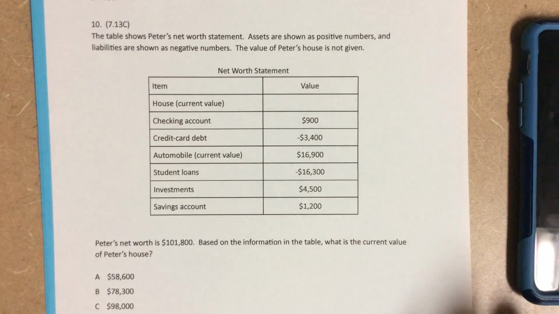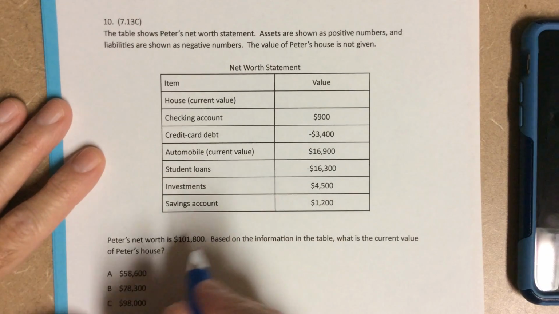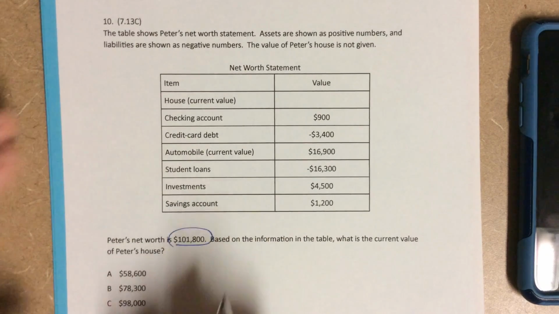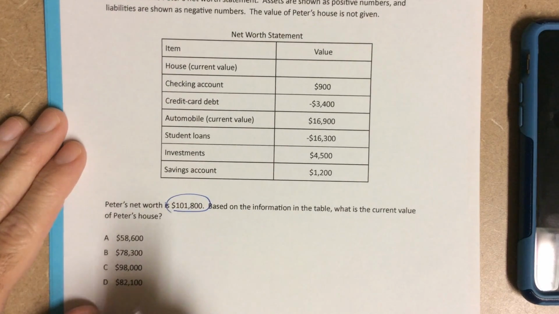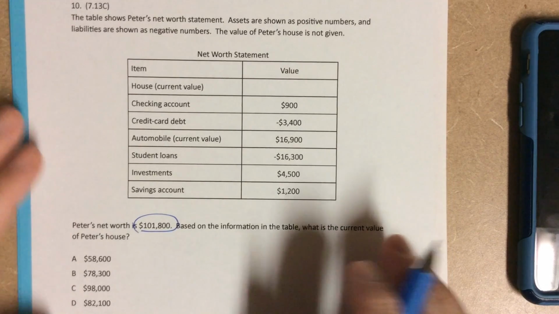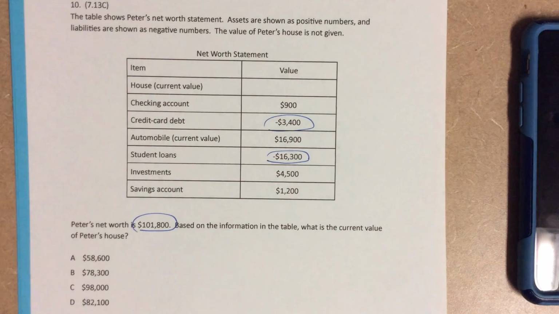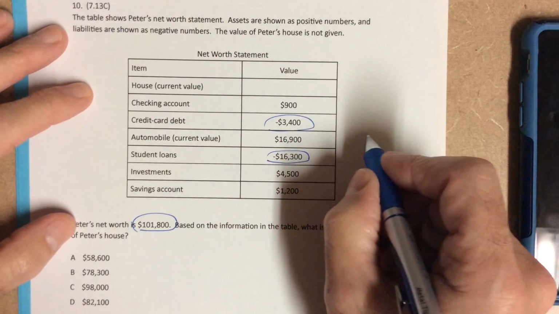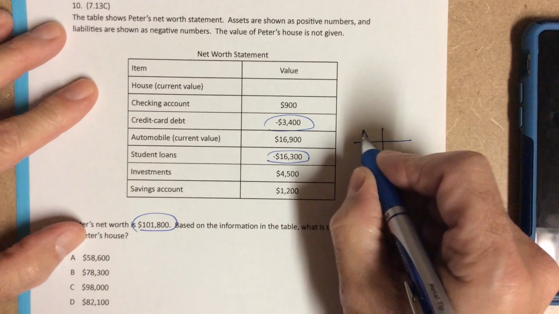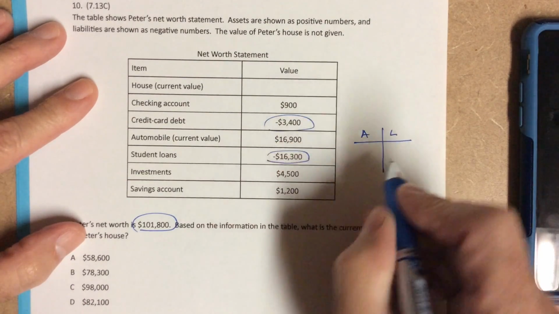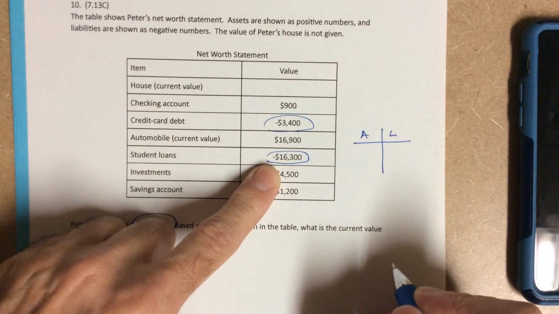Okay, hardest problem for the end. And this was the hardest problem by far. His net worth is $101,800. We're going to need that. We're trying to find out the value of his house. Well, whenever you're working with integers, I think it's important to collect all the positives and all the negatives. So I'm going to add his liabilities together. In fact, I'm going to put assets and liabilities. He owes $16,300 plus another $3,400. So I'm going to add those together.